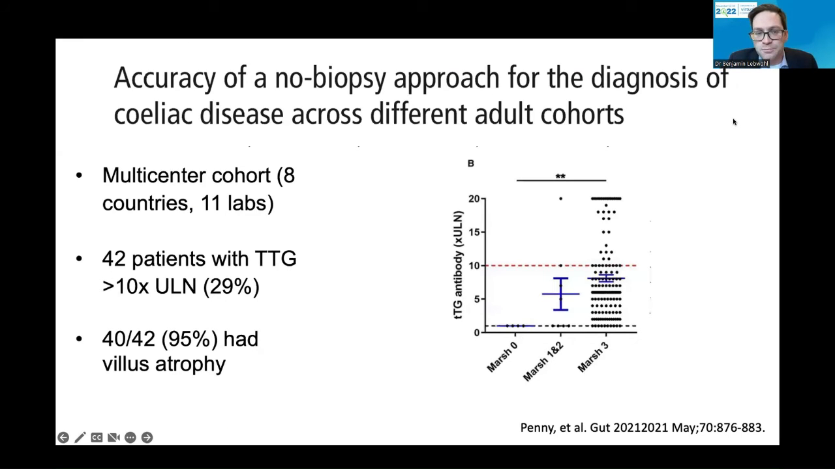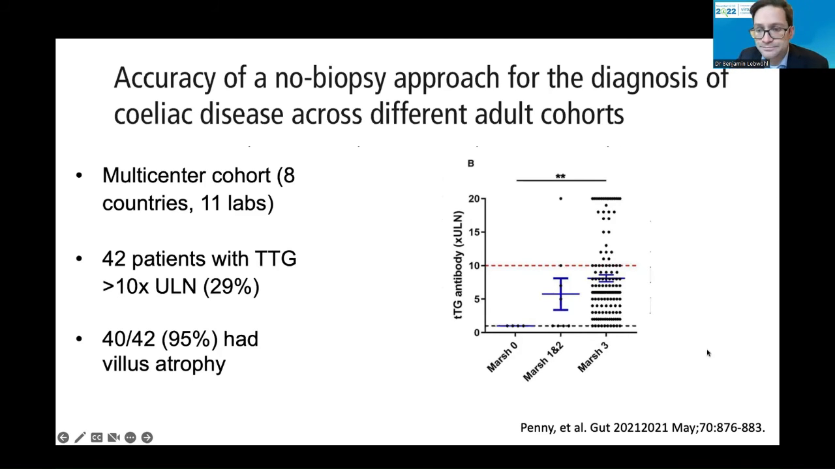So what about the positive predictive value of highly elevated TTG-IgA levels among adults? Because these pediatric European guidelines suggested that perhaps the biopsy could be skipped. Well, here at Columbia, we participated in a multi-center cohort of 8 countries, 11 different endoscopy groups, and there were 42 adults who had a highly elevated TTG level. 40 out of 42 had the biopsy findings that were clearly convincing for celiac disease. The positive predictive value of a 10 times elevated tissue transglutaminase was 95%.